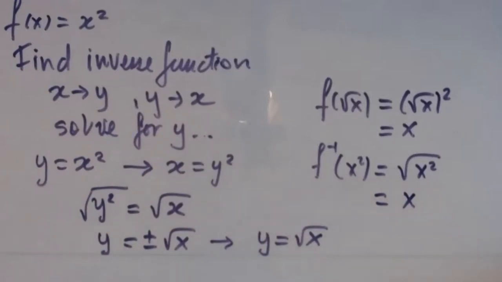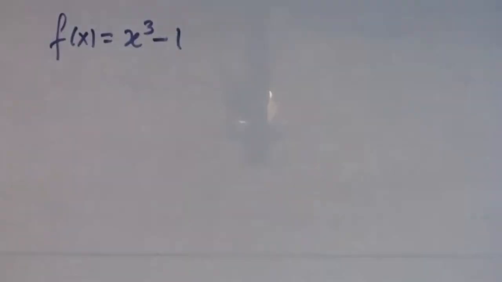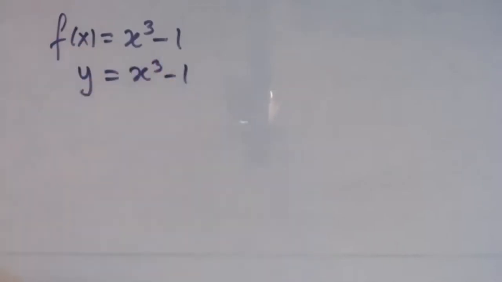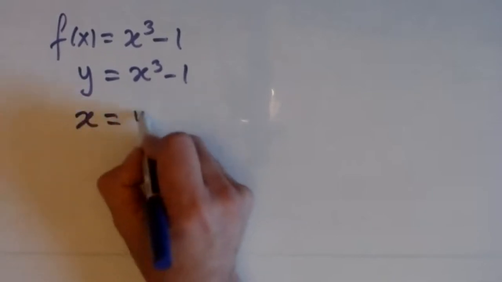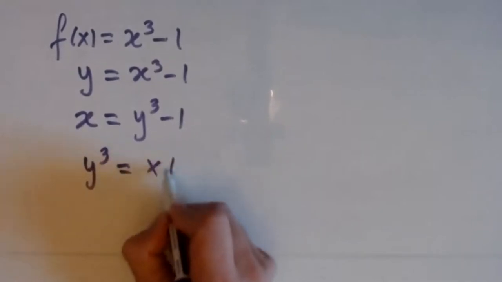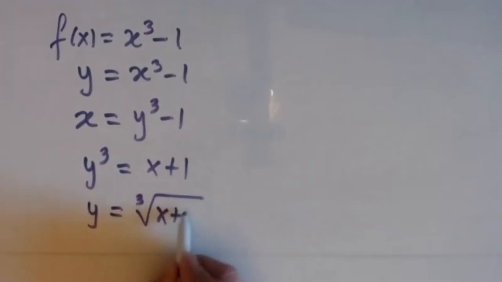So there is not a very big problem with this one. I'm assuming you remember this from algebra 2. So we can do another example, for instance, the cube. For instance, you have f of x equals x cubed minus 1, correct? Okay, let's take y equals x cubed minus 1. Then we change the y by x and the x by y. X equals y cubed minus 1. Then you solve for y. Y cubed equals x plus 1. And then you take the cubic root. This is the cubic root of x plus 1.